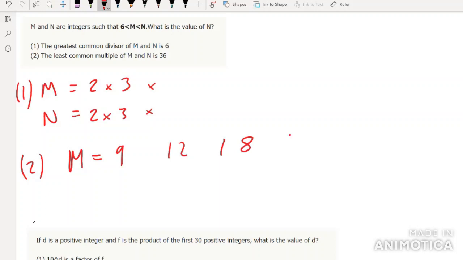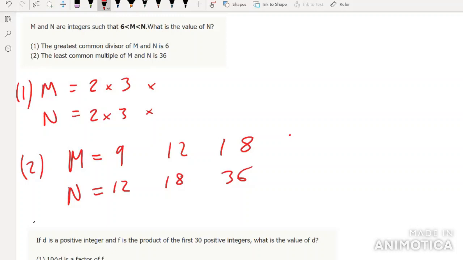No, it couldn't be 36 because n is bigger than m. And so n has to be bigger than m. So in this case, it could be 12. In this case, it could be 18. And in this case, it could be 36. So the point being, clearly there's lots of possible values.